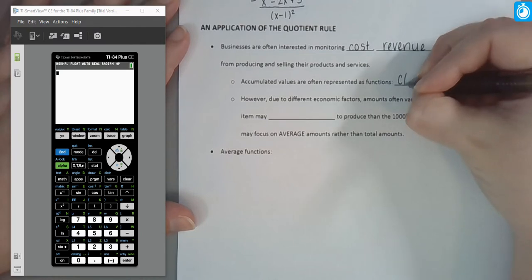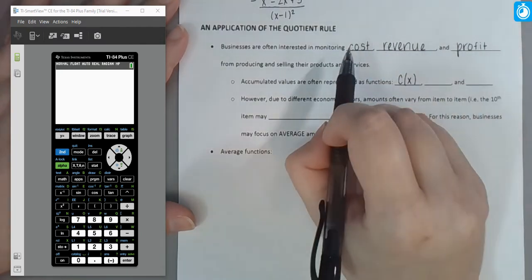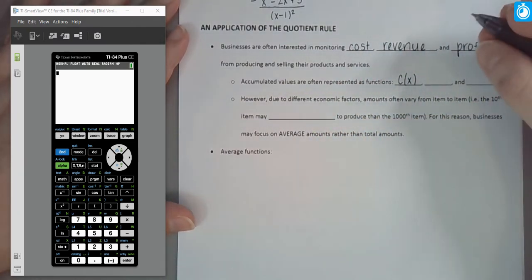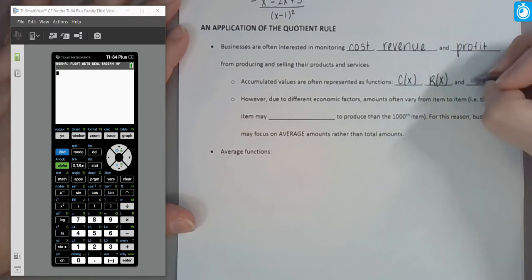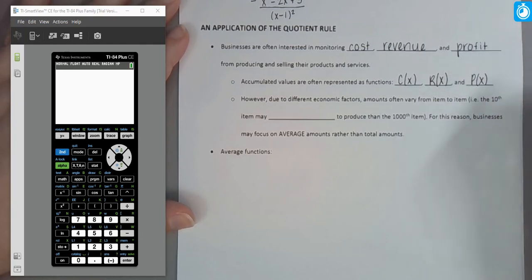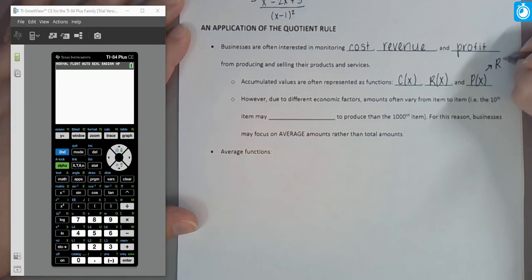We typically label them with the capital letters C, R, and P. So C of x for cost, R of x for revenue, and P of x for profit. And keep in mind, profit is always going to be defined as your revenue minus your cost. So profit is usually not independent of the other two.